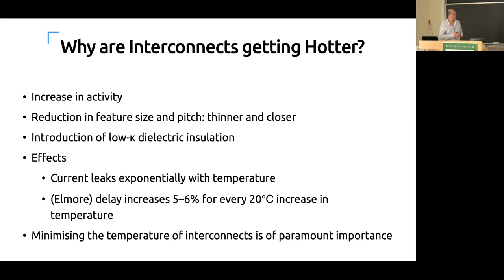And the effect of this is that current leakage goes up exponentially with temperature. And for every 20 degrees increase, you get a 5 to 6% increase in the delay of communication between modules. So minimizing the temperature on interconnects is very important.